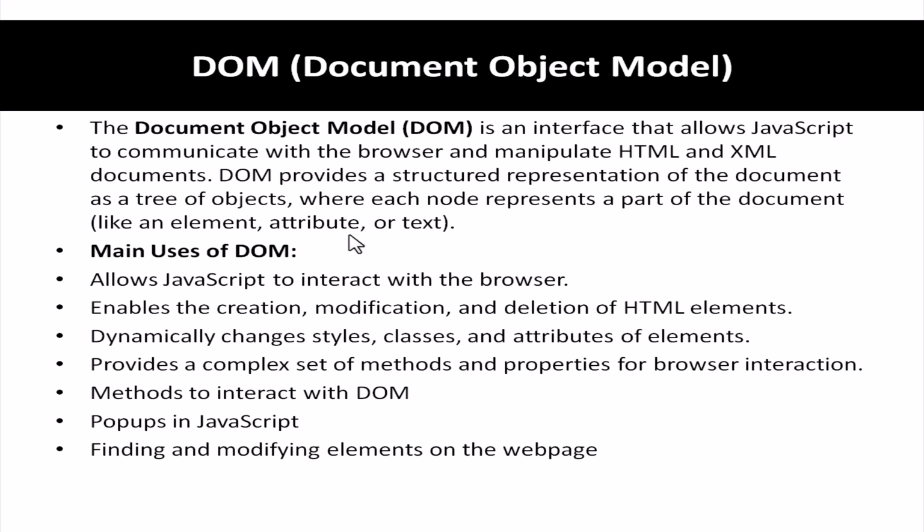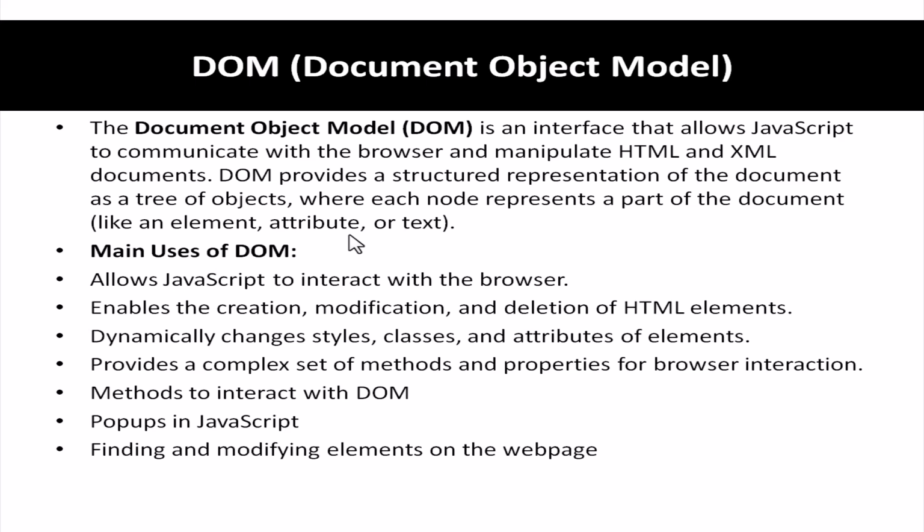The Document Object Model provides a structured representation of a document as a tree of objects, where each node represents a part of the document, for example an element, attribute or text. For example, if you consider a paragraph as an element defined by its id, or a text box by id, you can identify the particular element. What are the main uses of the Document Object Model?